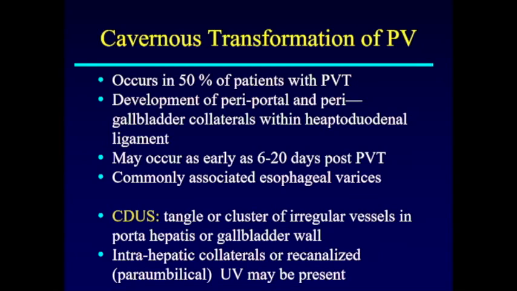Cavernous transformation of the portal vein occurs in about half of the patients with portal vein thrombosis. It is due to development of periportal and perigallbladder collaterals within the hepatoduodenal ligament. It can occur as early as 6 to 20 days after portal vein thrombosis, and it's commonly associated with the development of esophageal varices as well. What do you see on color Doppler ultrasound? You see a tangle or a cluster of irregular vessels in the region of the porta hepatis and in the gallbladder wall. And you can also see intrahepatic collaterals or recanalization of the paraumbilical portal vein, as Vikram just showed you.